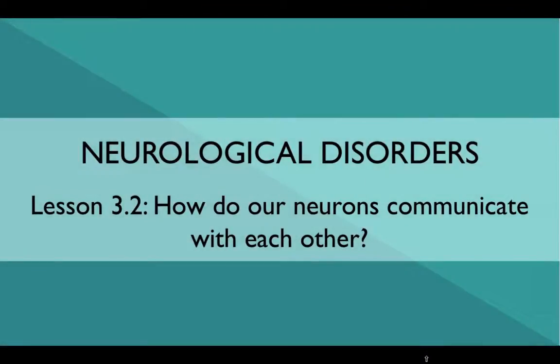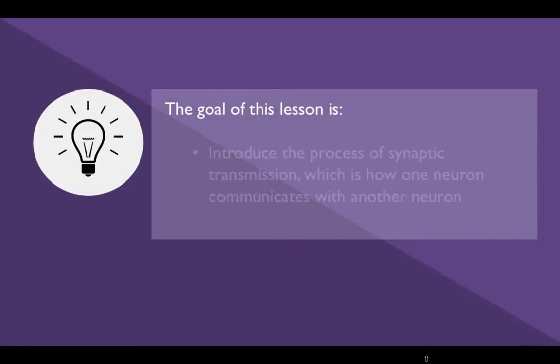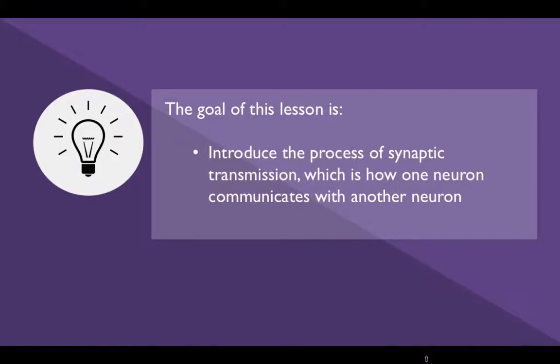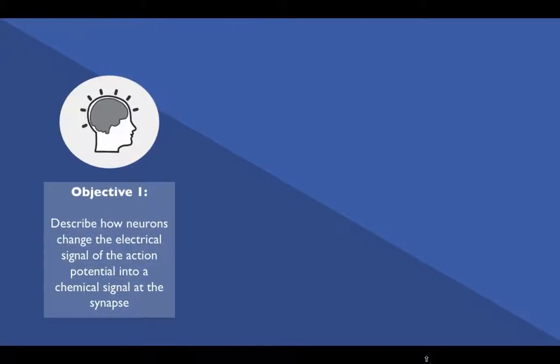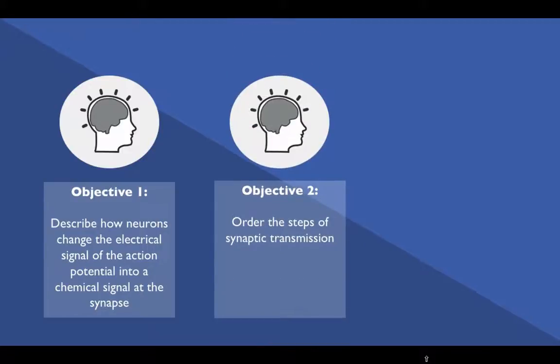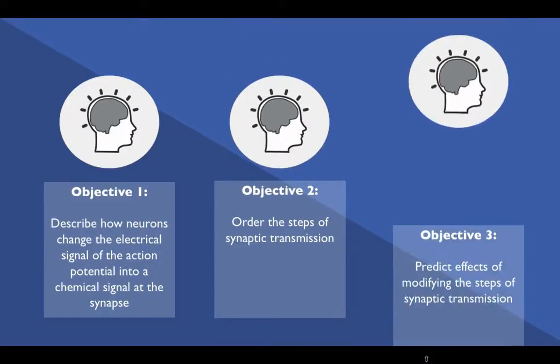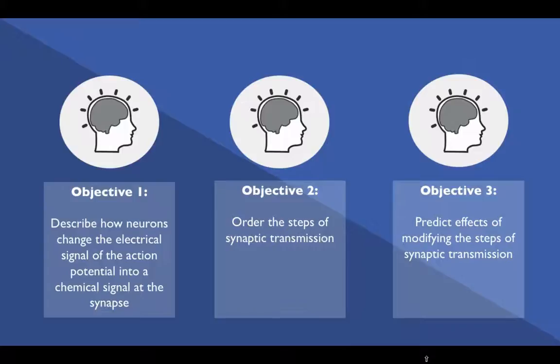Neurological Disorders, Lesson 3.2: How do our neurons communicate with each other? The goal of this lesson is to introduce the process of synaptic transmission, which is how one neuron communicates with another neuron. At the end of this lesson, students should be able to describe how neurons change the electrical signal of the action potential into a chemical signal at the synapse, order the steps of synaptic transmission, and predict the effects of modifying the steps of synaptic transmission.